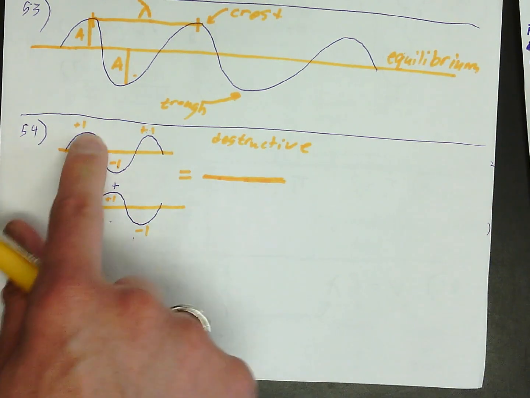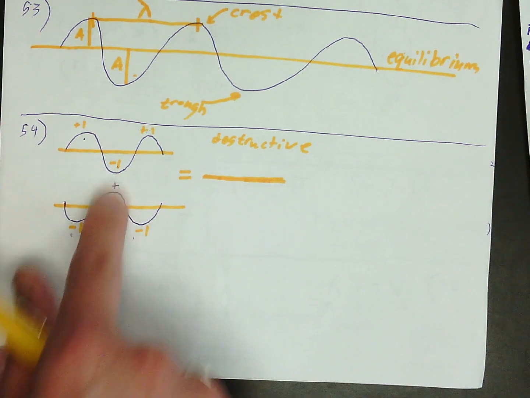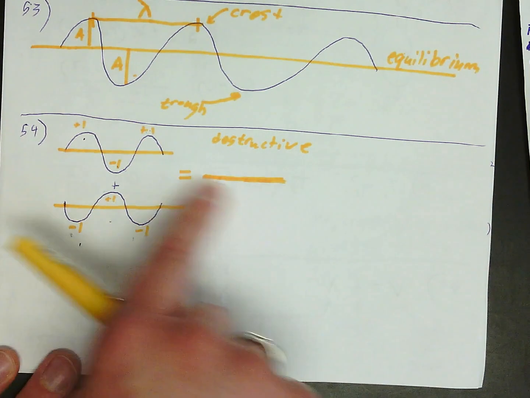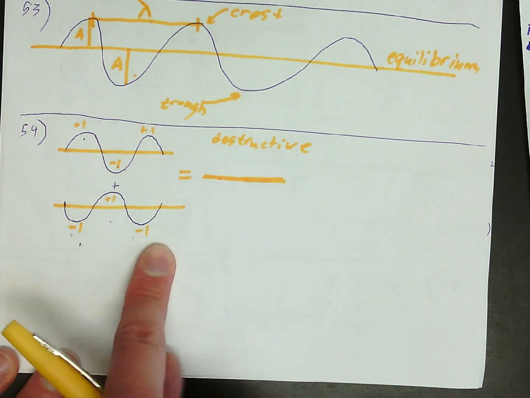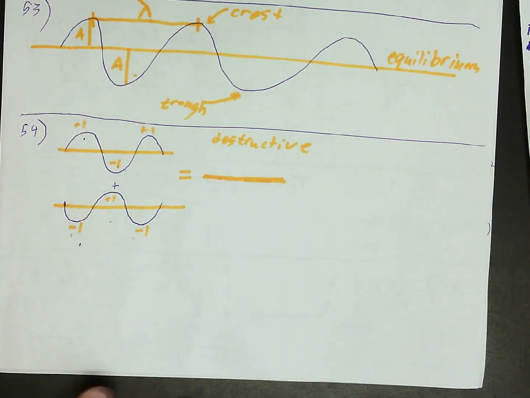So if I add these two crests, positive 1 and negative 1, I get 0. If I add these two, this negative 1 trough to this positive 1 crest, I get 0. Positive 1 crest to negative 1 trough, I get 0. So this is destructive interference because they cancel each other out.